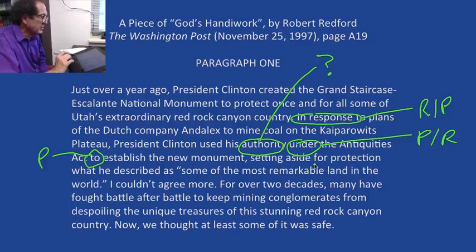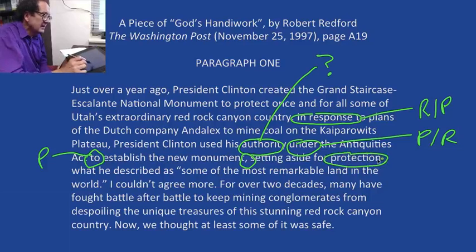Setting aside for protection what he described as some of the most remarkable land in the world. Again, what is that telling you? Setting aside for protection, that tells you why he used his authority to establish the monument. So again, we've got an implicit reason here, but notice there's just a space. There's no actual word that can be marked as an argument marker. But still, there is a separate argument here. He set it aside for the protection. That was why he established the monument. That's why he used his authority to establish the monument, if you want to include that part of the argument as well. Okay? For protection.